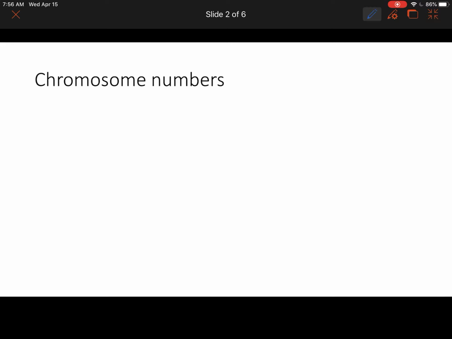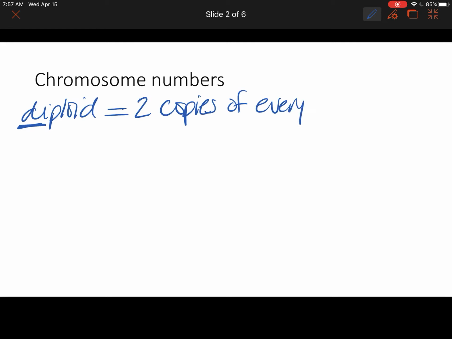Cells, whether the organisms are multicellular or unicellular, can have different numbers of chromosomes depending on the stage the cell is in the life cycle of the organism. So for cells that are diploid, that prefix di means two, and so diploid cells have two copies of every chromosome.